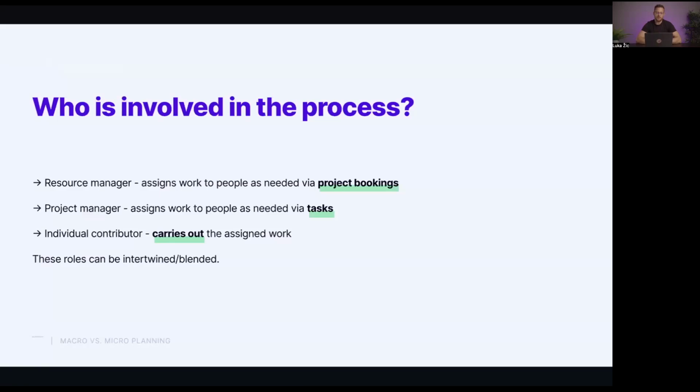The second role that we have here is the project manager. And generally, we see project managers assigning jobs via tasks to specific individuals that are assigned to their project. So in, let's say, the ideal flow, we don't see project managers doing the project bookings. That's done by the resource manager. And the project manager is then in charge of assigning the individual tasks, the small deliverables that we have. And lastly, the simplest role here is the individual contributor. So this is the member of our team that carries out the assigned work.